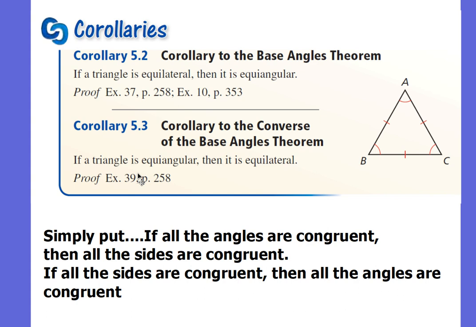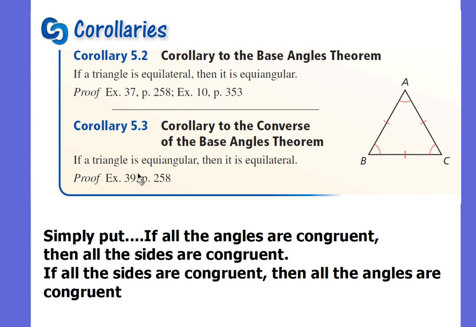Simply put, I'm going to try to make this as easy as possible. If all of the angles are congruent, all of the sides are congruent. If all the sides are congruent, then all the angles are congruent. So if it's an equilateral triangle, you end up having an equiangular triangle, or vice versa. Okay? Now, why does this end up being beneficial?